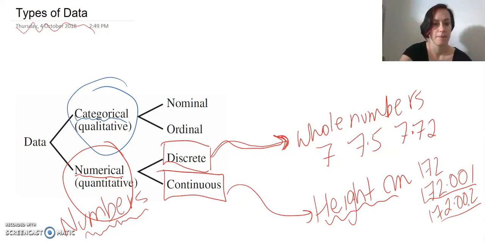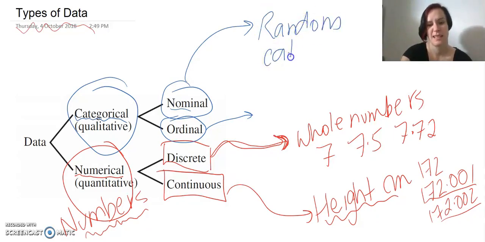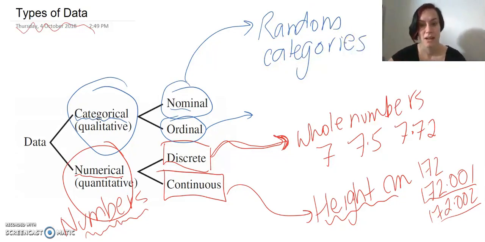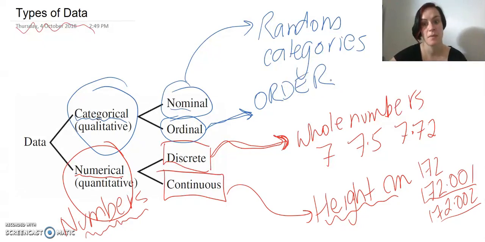So the two choices here when we're talking about categorical data is nominal and ordinal. Now, even though this sounds like it's going to be about numbers, it's not. This is simply random categories. That doesn't really sound particularly official, but the difference here is that in ordinal, they have a certain order to them. For example, they are not numbers, but they have a particular order.